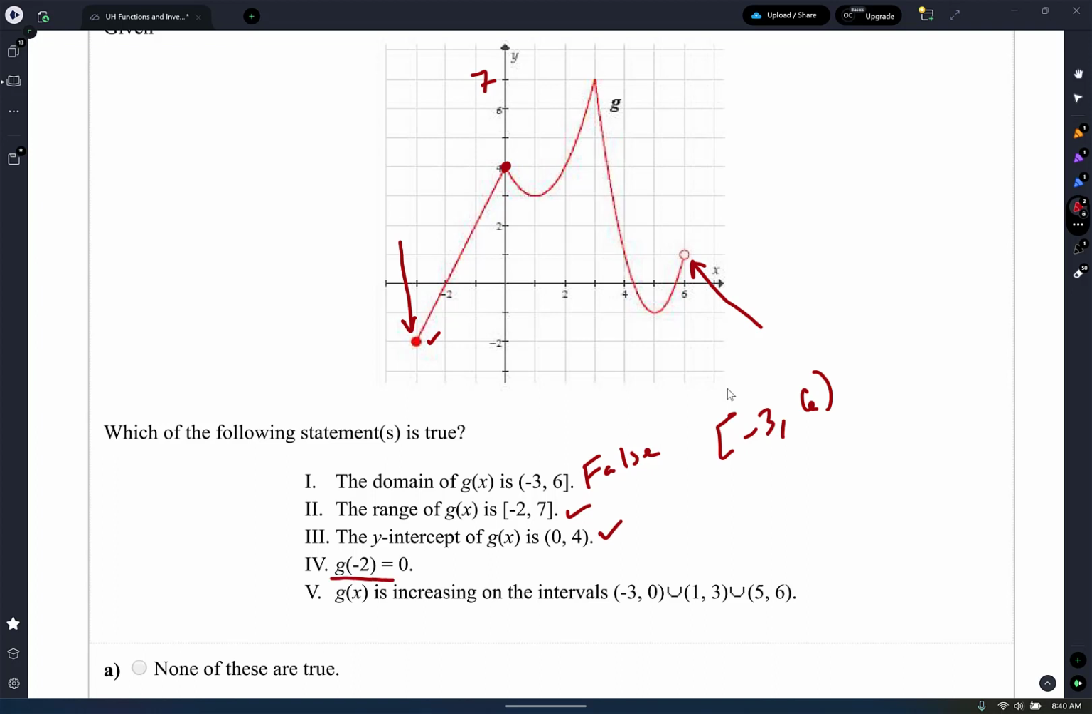G of negative 2 is 0. That's a coordinate. That means this, negative 2 comma 0. So I go to negative 2, and sure enough, I do go through negative 2, 0. Does that make sense so far?